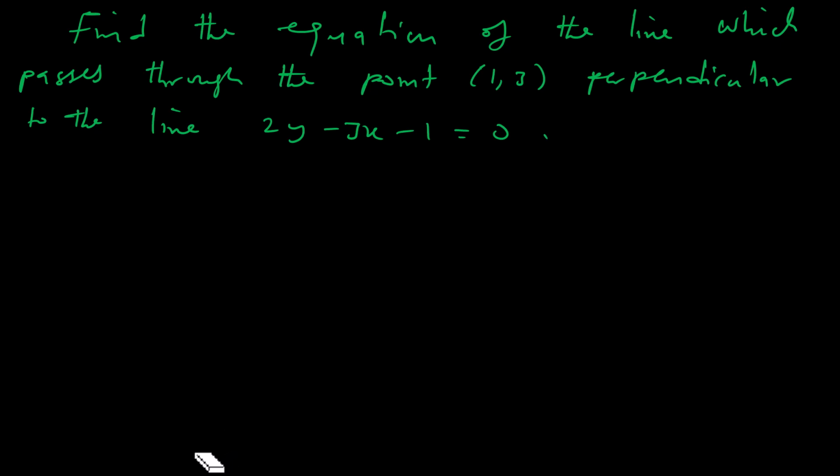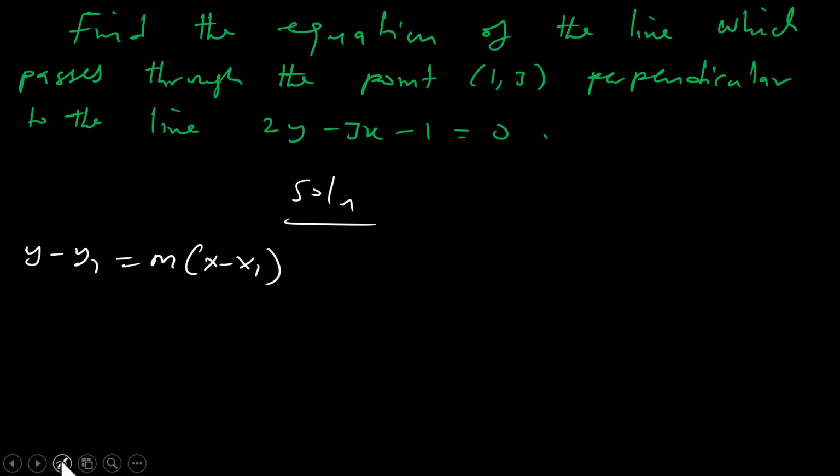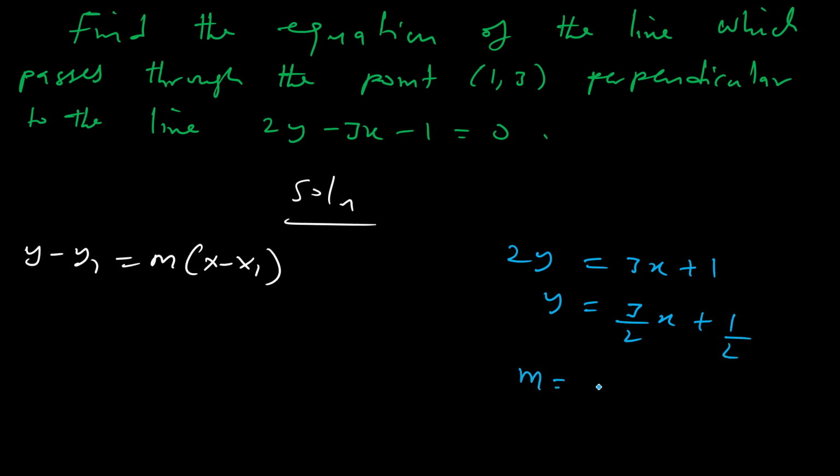Okay, so let's find the equation of the line which passes through the point (1, 3) and is perpendicular to the line 2y minus 3x minus 1 equal to 0. Okay, so the equation of a line is given by y minus y1 equals m times x minus x1. So we need our slope. So let's find our slope here. We have 2y equals 3x plus 1, divide by 2. So we have my gradient as 3 on 2.